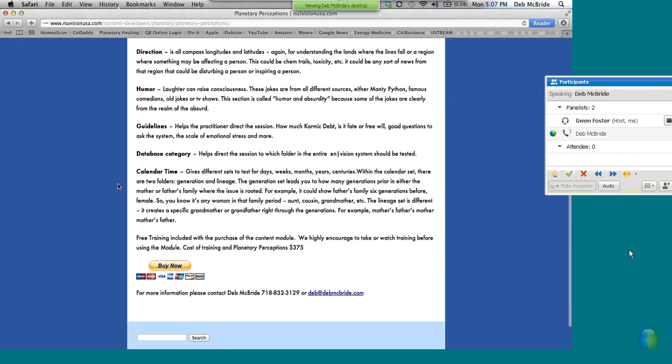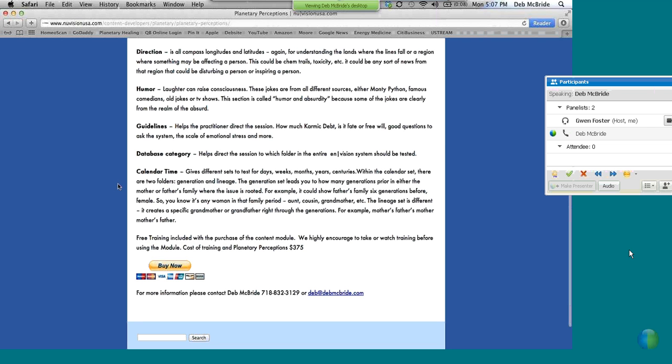There's the database category, which I like because it helps direct the session to which folder in the entire Envision system could be tested. So you can use this throughout the session. You could use it to start the session. You could use it if you are stuck in the session and you just need the next direction of where to go.